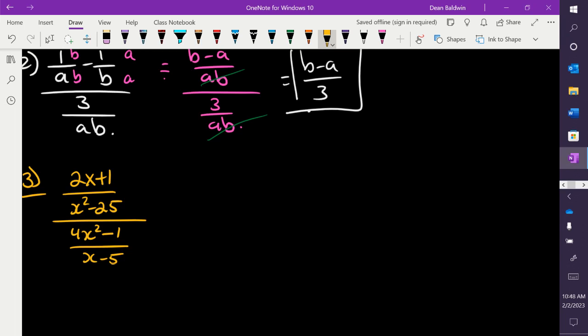All right. Do we have to make common denominators or anything? No, because they're just stacked fractions. There's no addition or subtraction. So we do the flip and multiply.